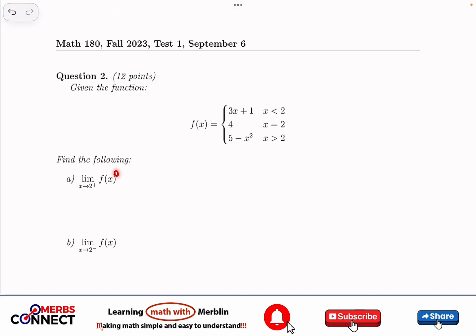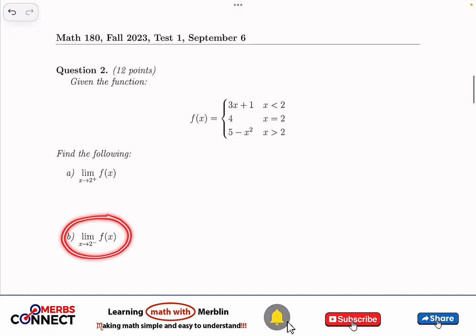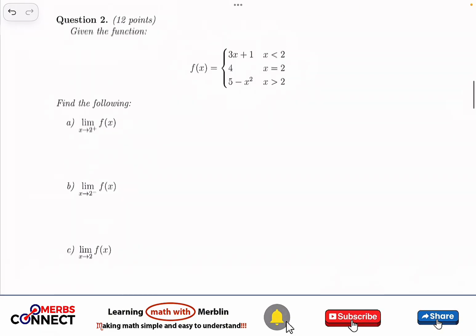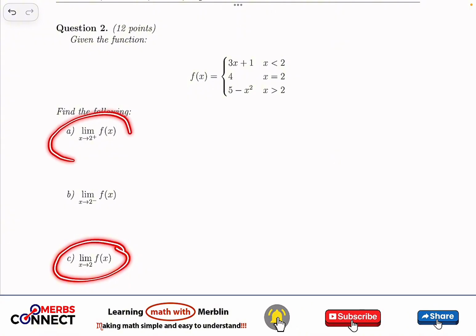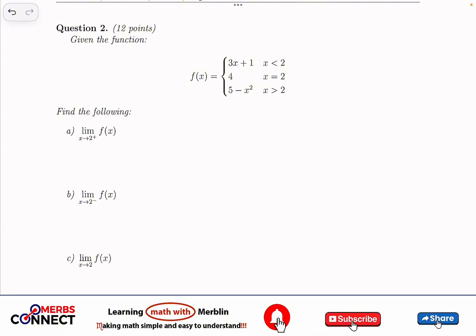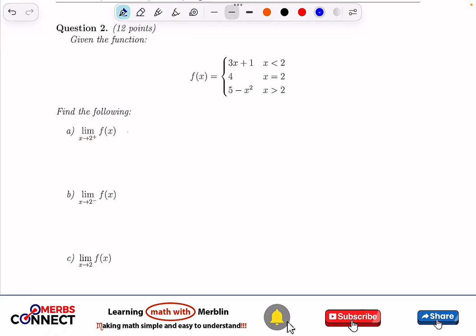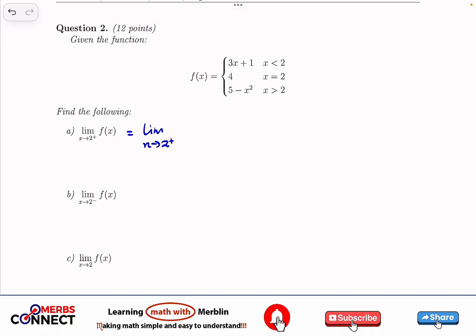Question 2, we want to find the limit as x approaches 2 from the positive side and from the negative side. Then we can conclude for this, because for us to conclude, we need to check whether these two are the same or not. Now, this is the same as the limit as x approaches 2 from the positive side. From the positive side means that the value is greater than 2. So this positive means that the value of x is greater than 2.